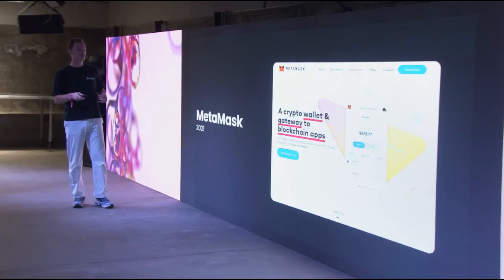MetaMask in 2021, they are now a crypto wallet. They are the gateway to blockchain apps. So it's not only Ethereum anymore, it's EVMs, and they are now a crypto wallet, a gateway. They still kept this, but now they really make it like, okay, now you can do other things that's just not signing a transaction. You can actually swap. You can do many other things.